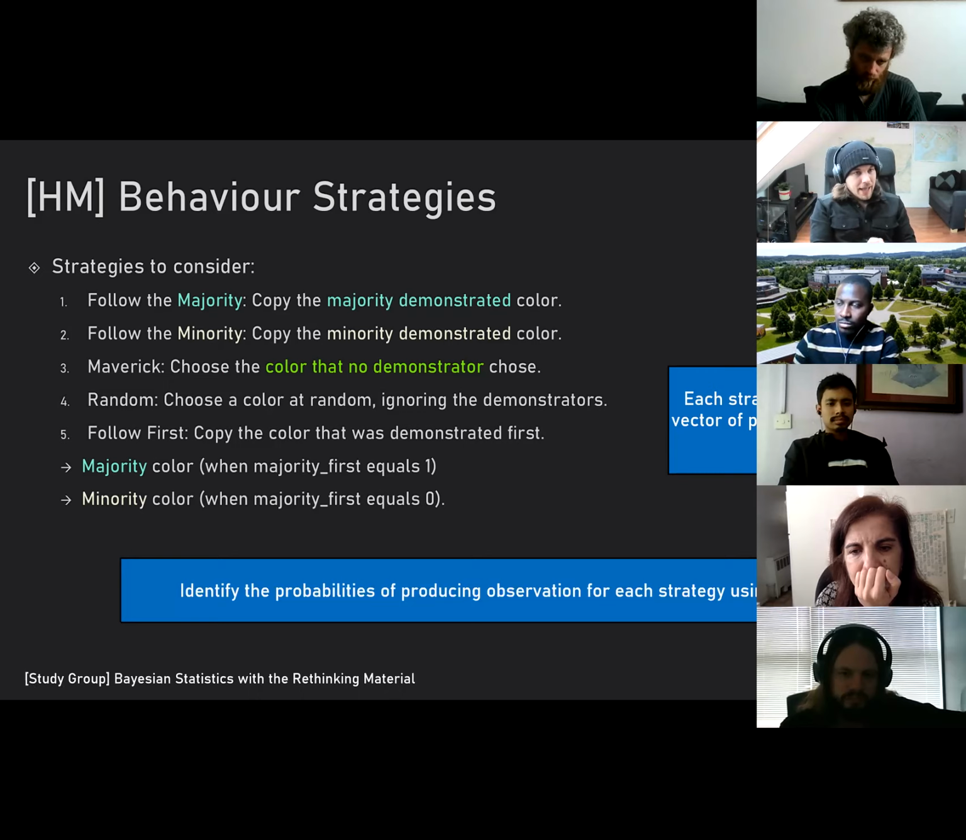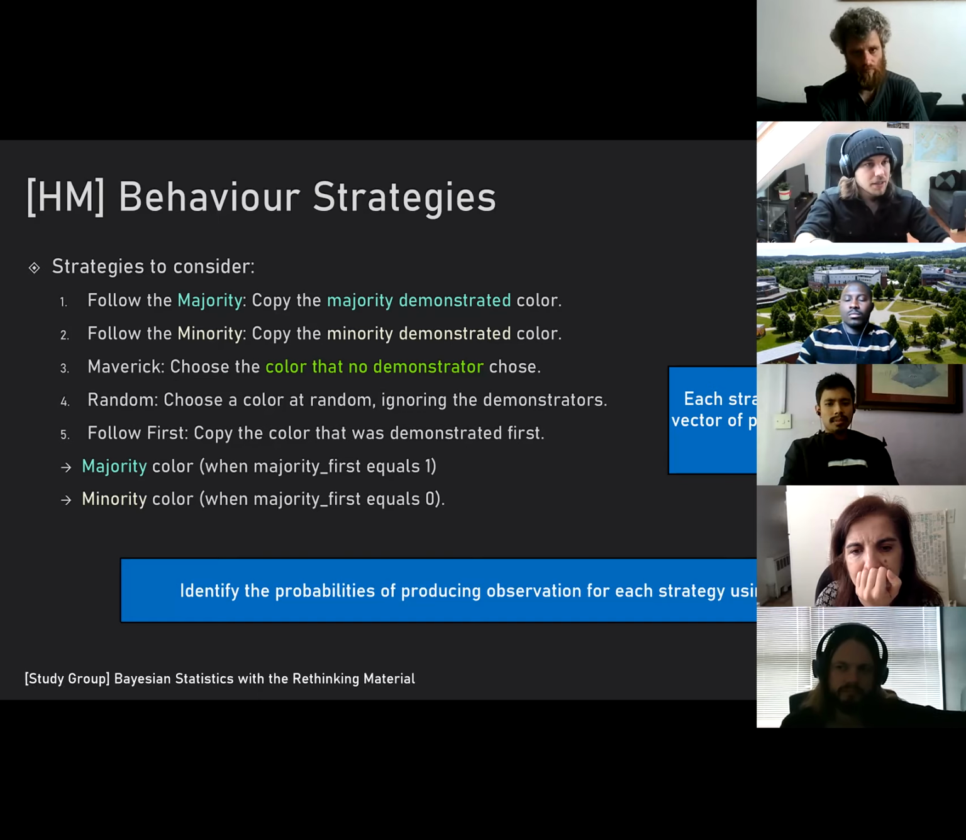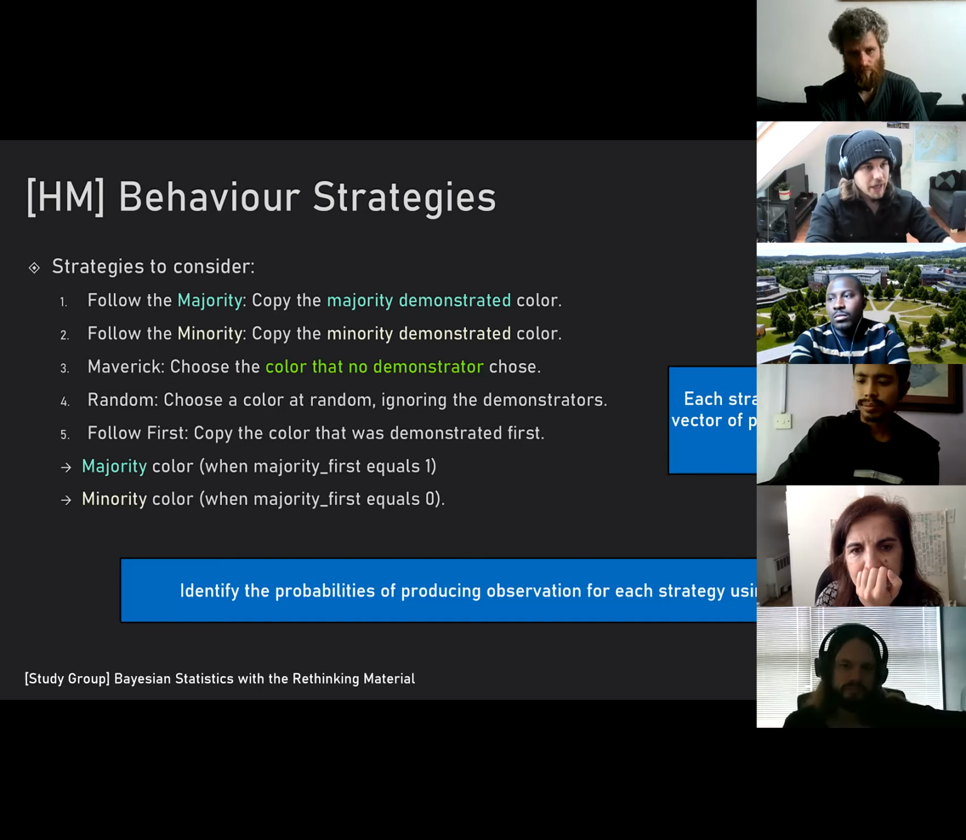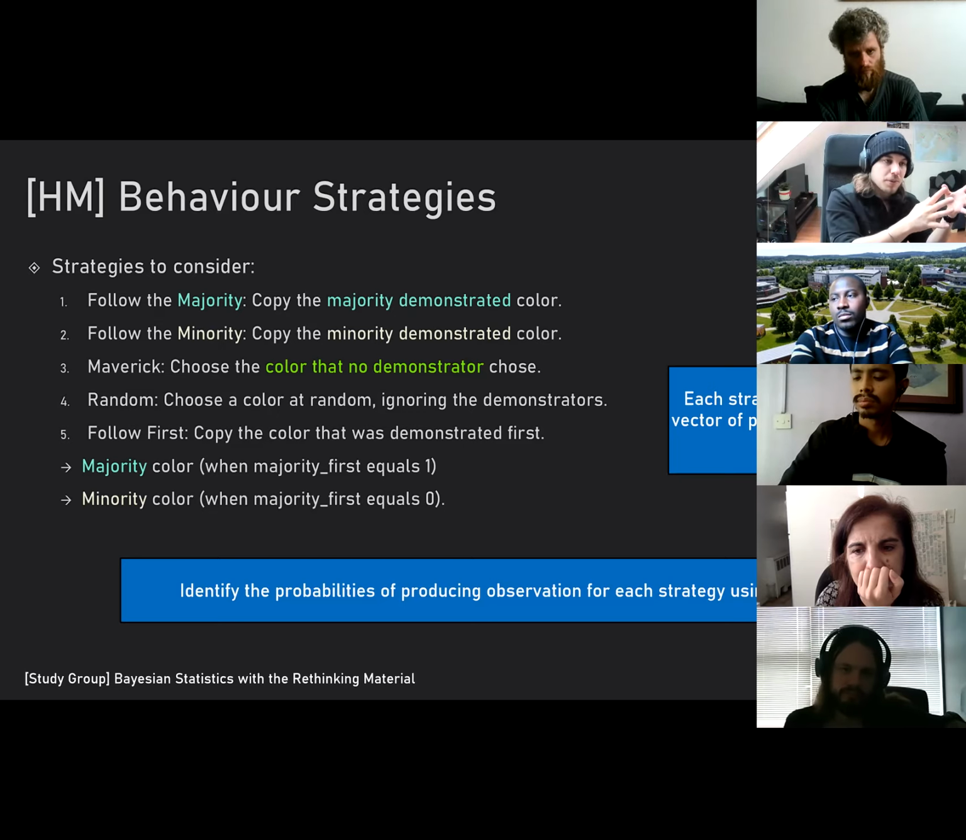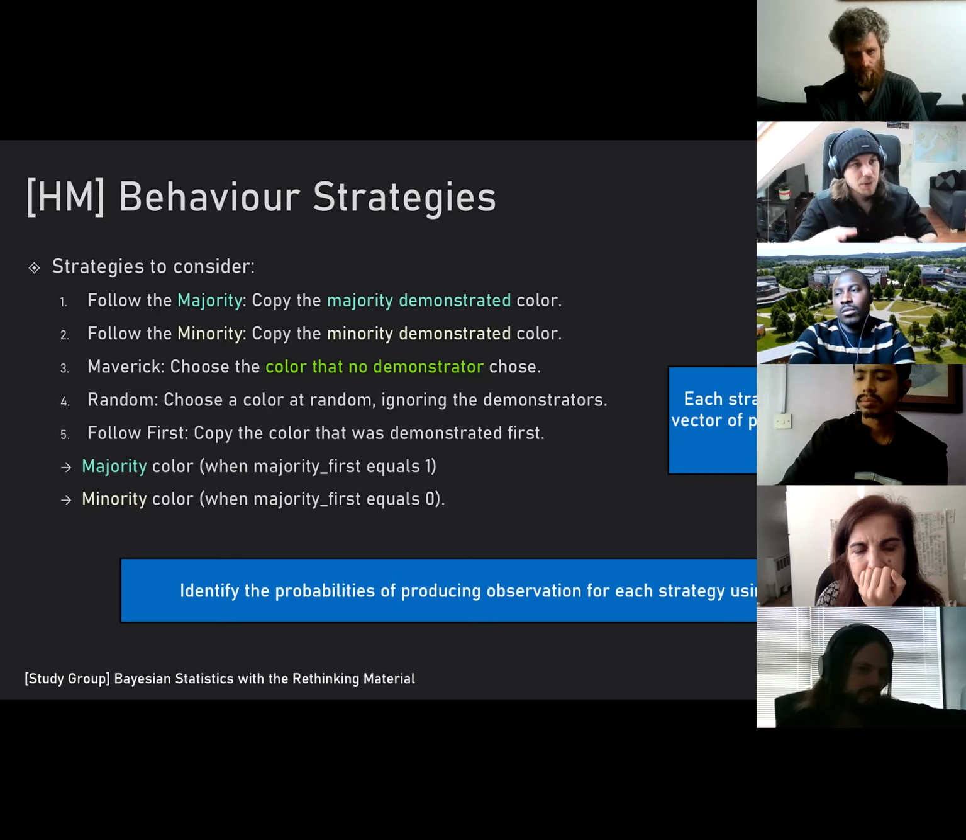Now, we can then identify the probabilities of producing the observations for each strategy with Bayes, because we have the vector of probabilities that the hard strategies tell us for each color given each strategy. We can then apply this to our observations and see what the overall probabilities for each strategy are once we've run the model.